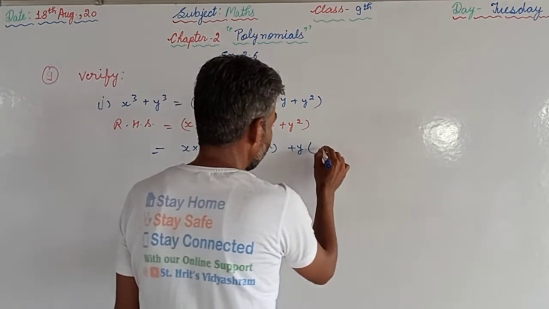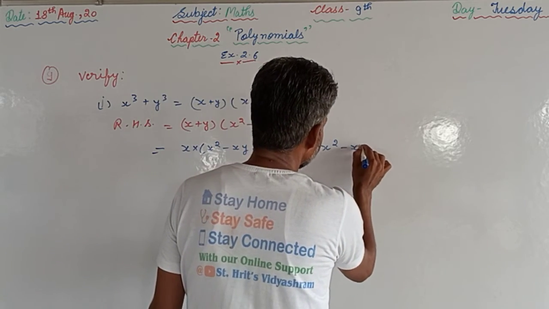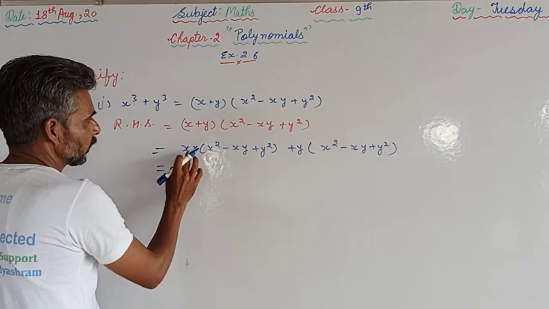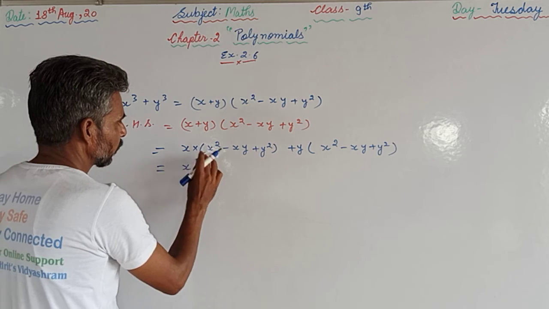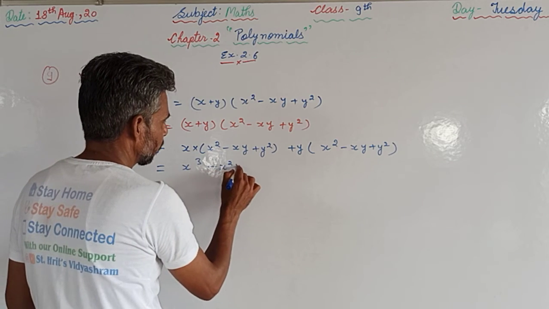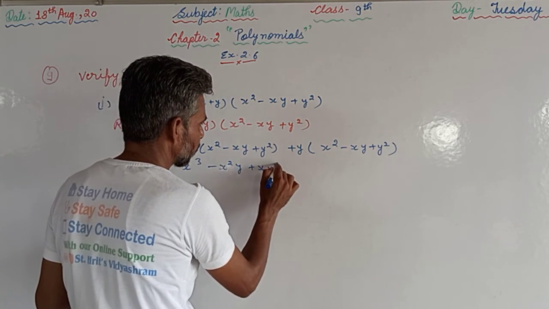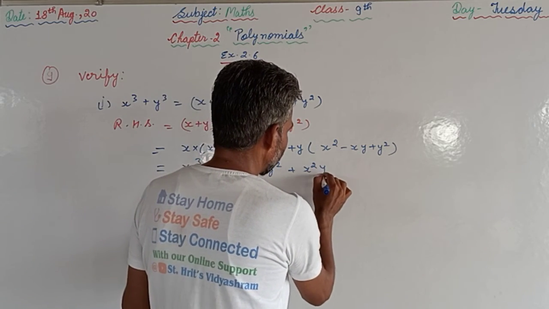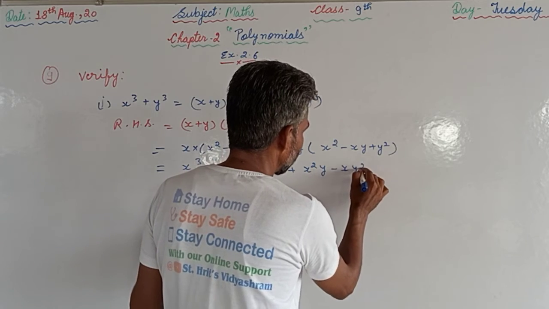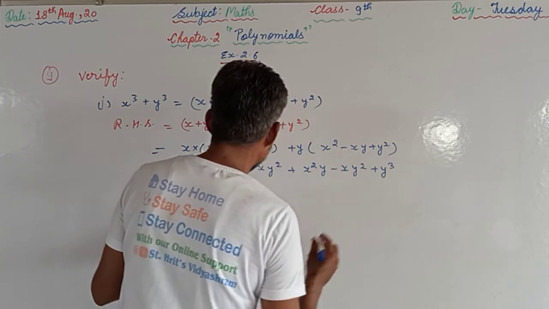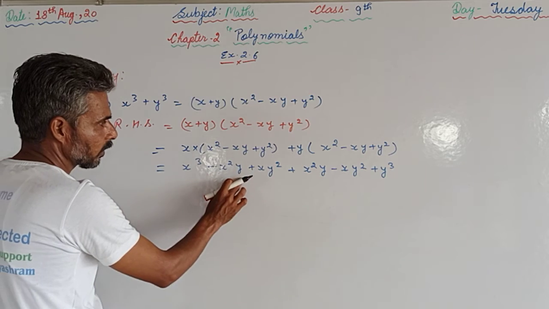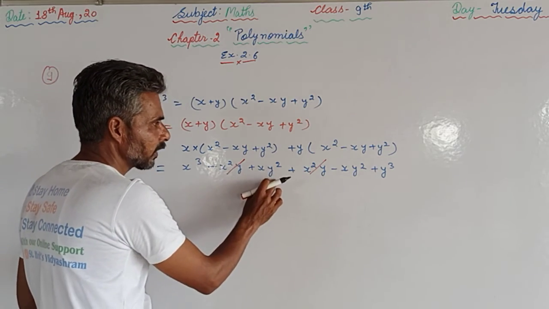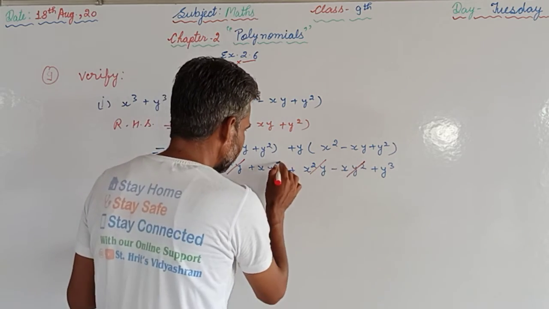Afterwards we are supposed to multiply by y. So x square minus xy plus y square. So we will see that x into x square, x cube minus x square y plus x y square. Now by y, that will be x square y minus x y square plus y cube. Now we will see minus x square y and plus x square y, plus x y square minus x y square, that is cancelled out.